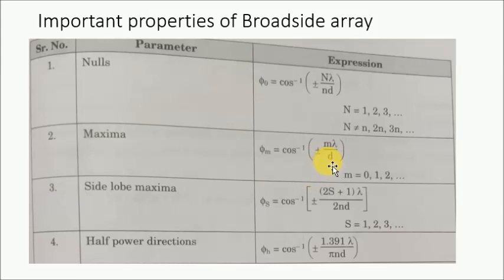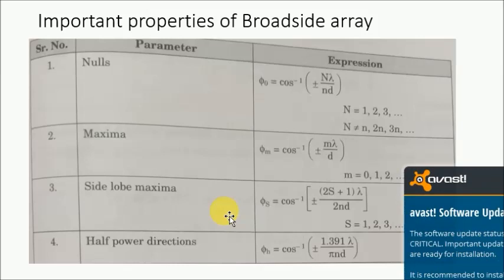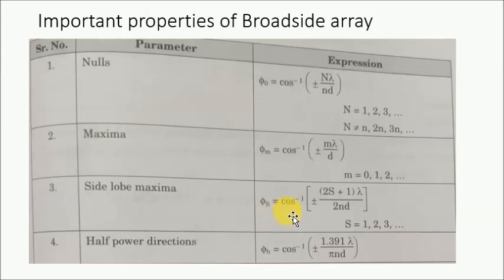The direction of side lobe maxima, that is phi s. Here if you put alpha equal to 0 in the linear array equation, and after simplification, I will get phi s equal to cos inverse of plus minus twice s plus 1 into lambda divided by 2 d. Now you can put here s equal to 1, 2, 3 onwards.